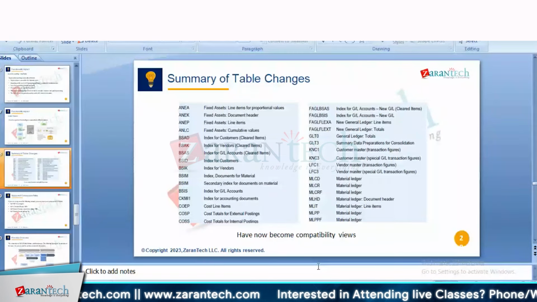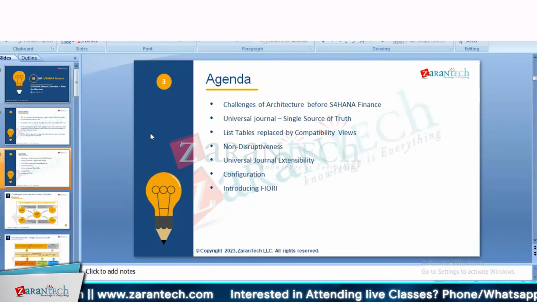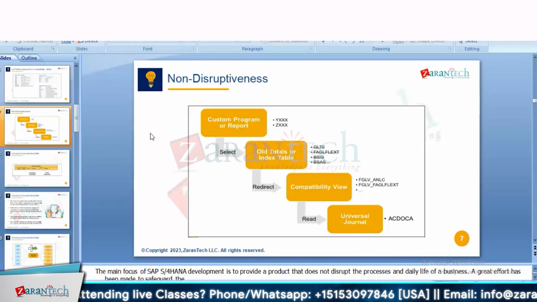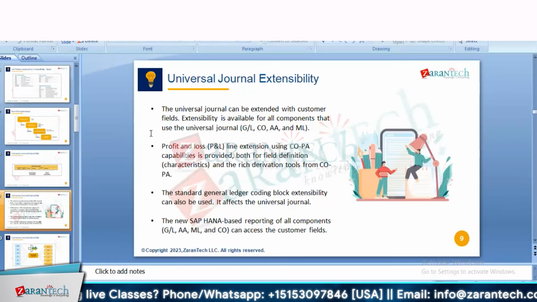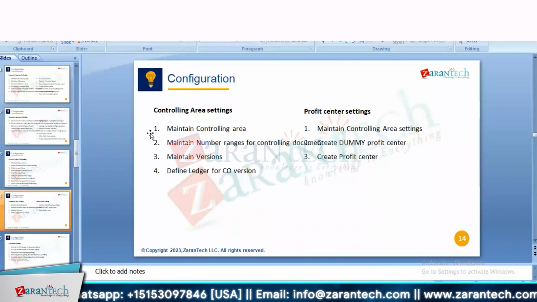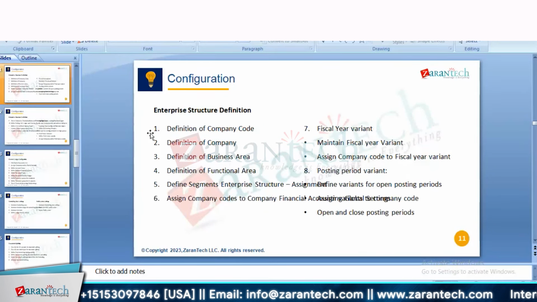This is the summary of table changes. Tables replaced by compatibility views, non-disruptiveness, universal journal extensibility, configuration. Okay, so these things we already covered in the last session. So let's start with our configuration today: definition of company, definition of company code, all these things. So let me just go to the system.